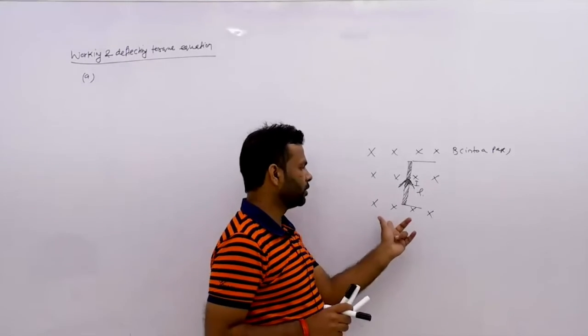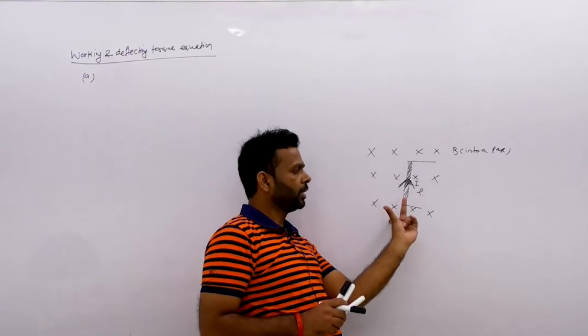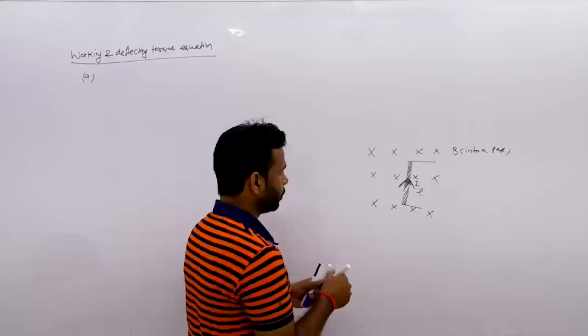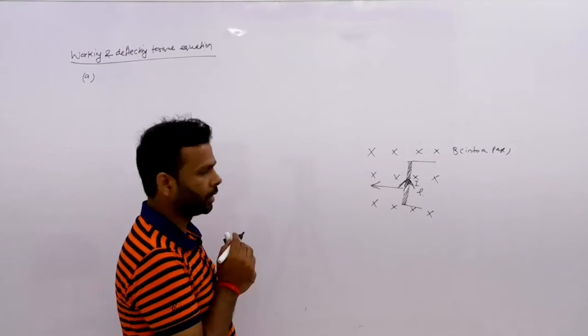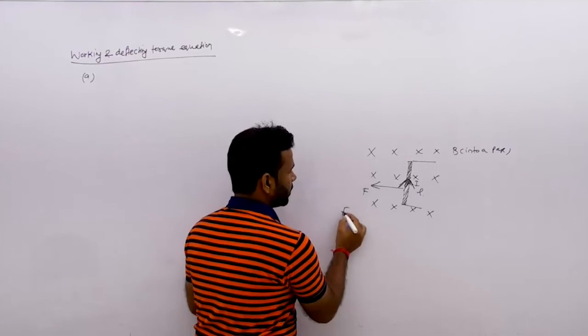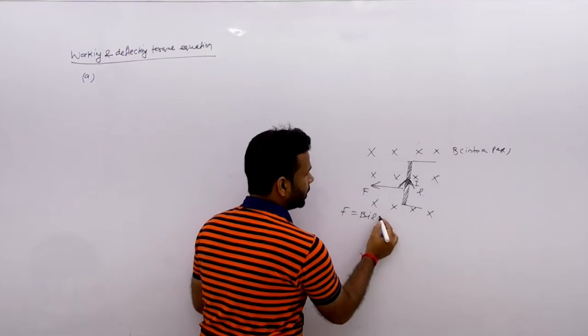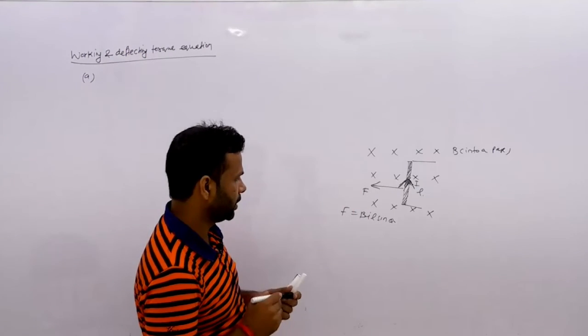Just apply Fleming's left hand rule. Your magnetic field is inside and your current is upward, so your force is towards the left hand side. So this force is given by F equals BIL sin theta. Okay, so far.